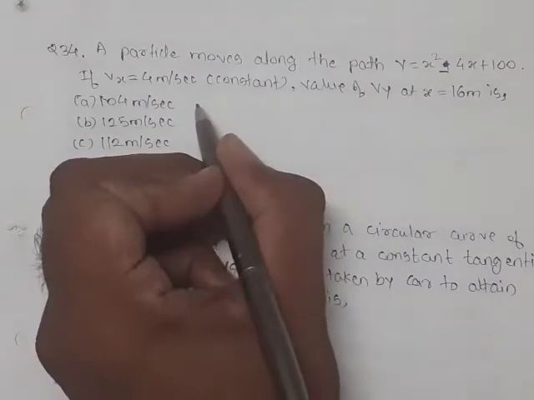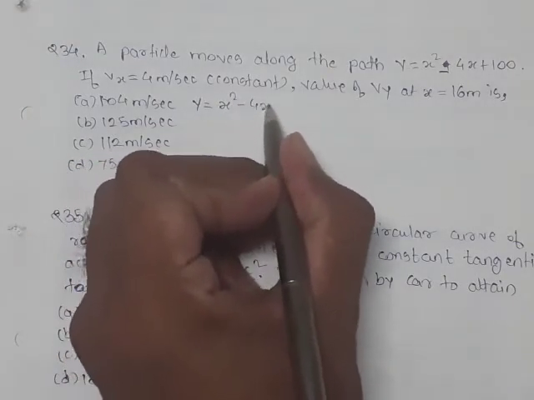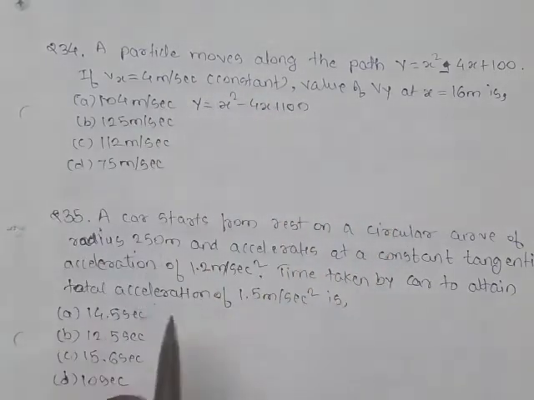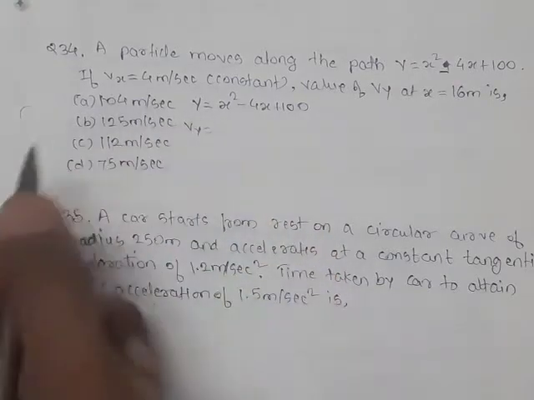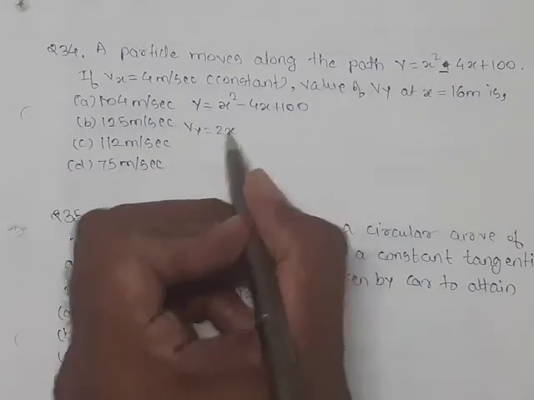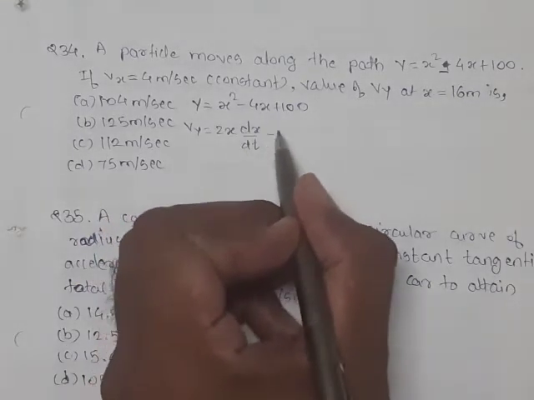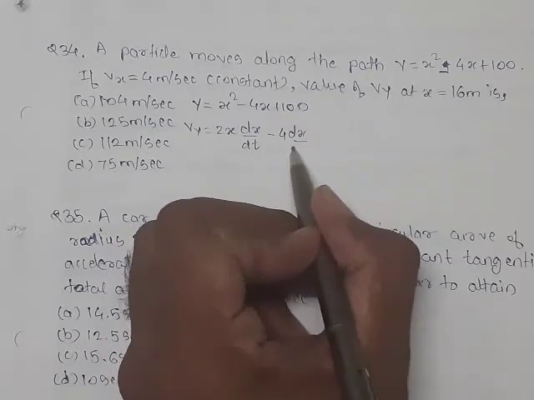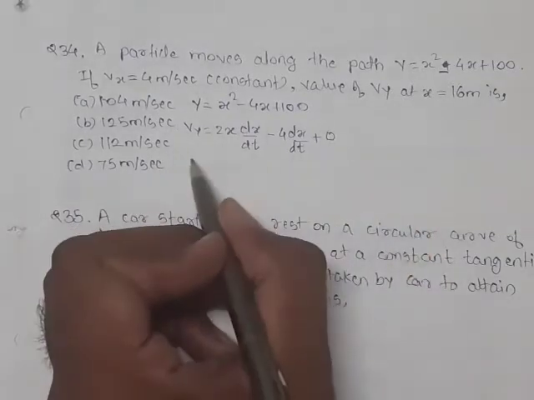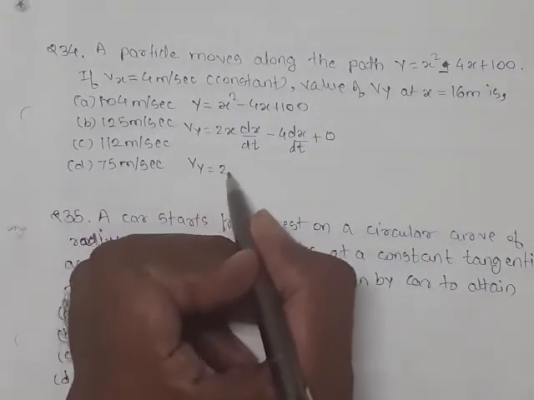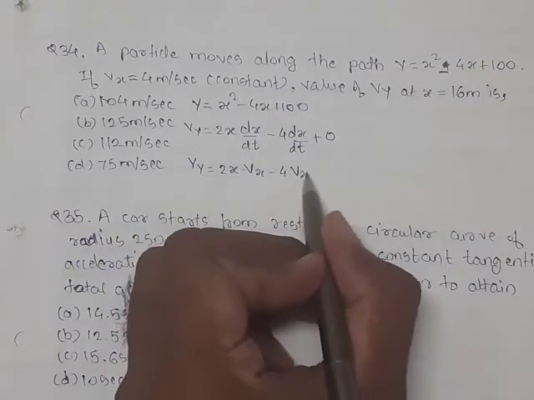So here first we'll write down the equation of the path: y equals x squared minus 4x plus 100. If we differentiate with respect to time, then dy by dt will be vy. Differentiating x squared with respect to time gives 2x times dx by dt, that is vx, minus 4 times dx by dt, and the differentiation of 100 will be 0. So finally it becomes vy equals 2x vx minus 4 vx.